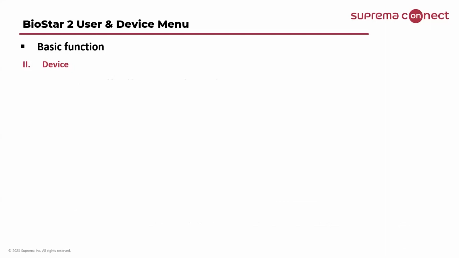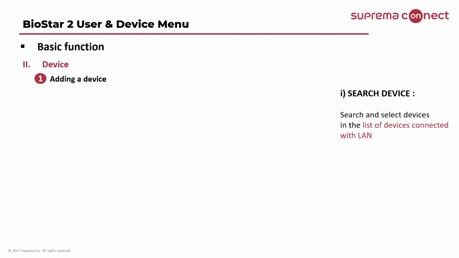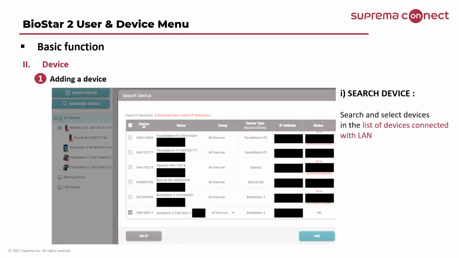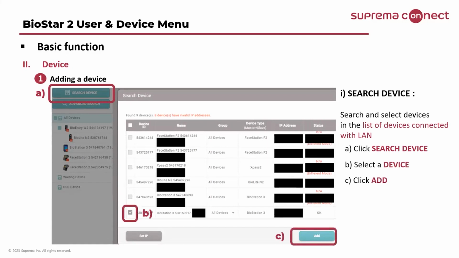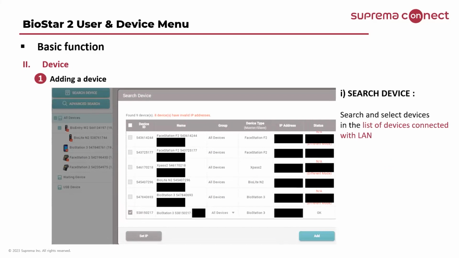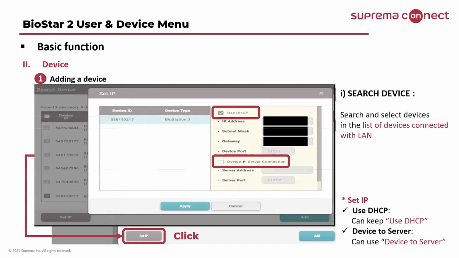The first major topic is adding a device, and the first method is to use Search Device. With this mode, you can search and select the device in the list of all devices connected with the LAN. To use this method, first click Search Device, then select a device in the list and click Add, and plus you can set the network configuration on the device by clicking Set IP. After clicking the button, you can see the following pop-up.